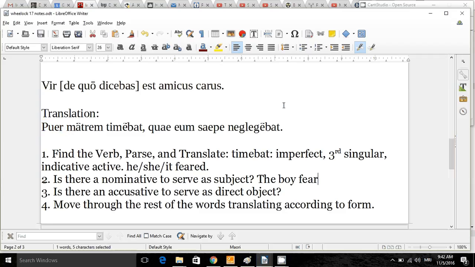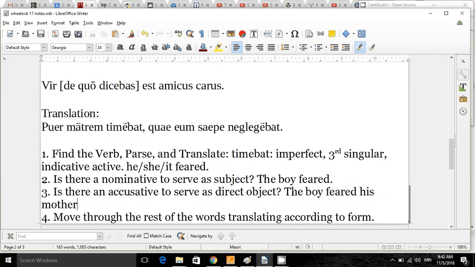The boy feared. Is there an accusative to serve as the direct object? There sure is. Matrem. That's accusative. The boy feared, and in English we'd say his mother. I don't have to say that in Latin. The boy feared his mother. Okay, there's my first clause.